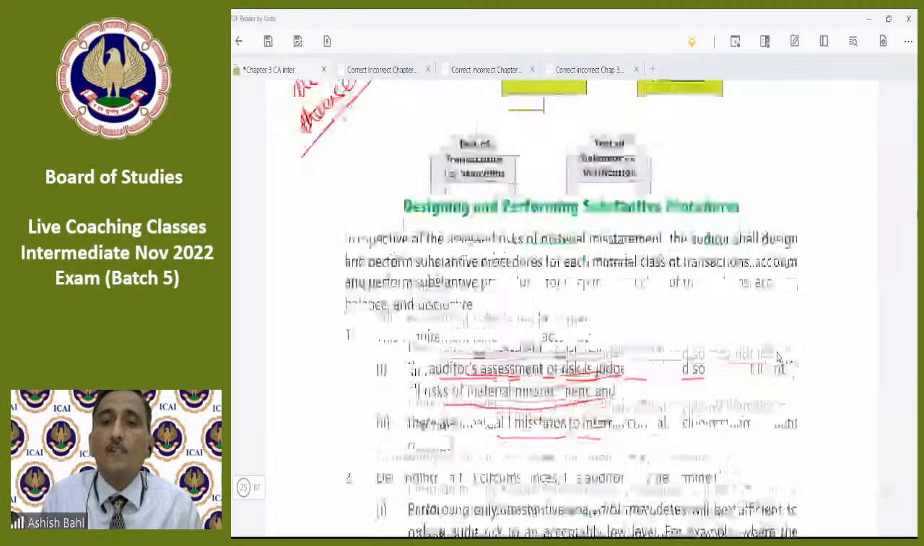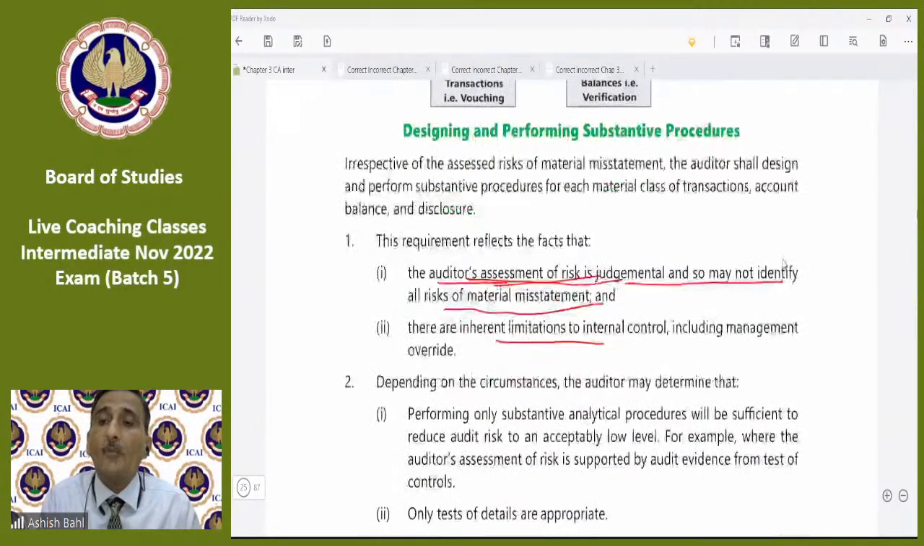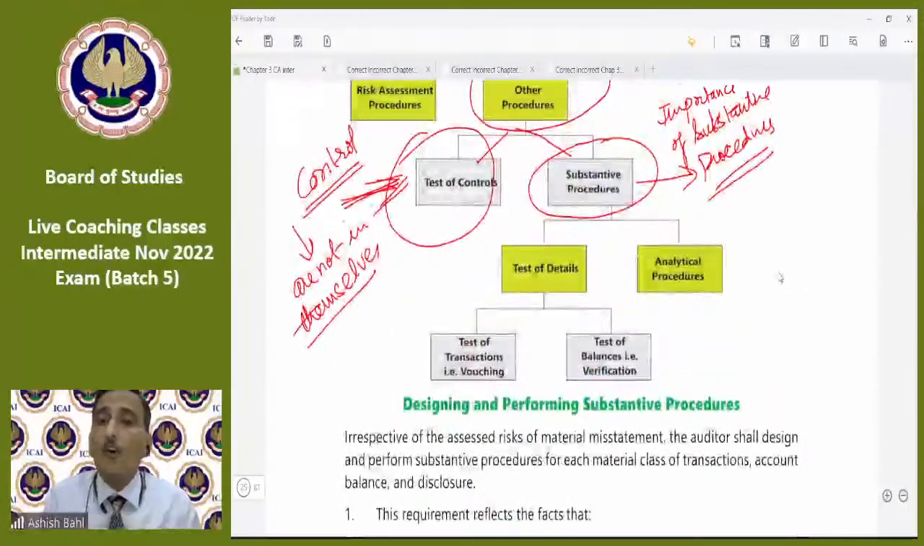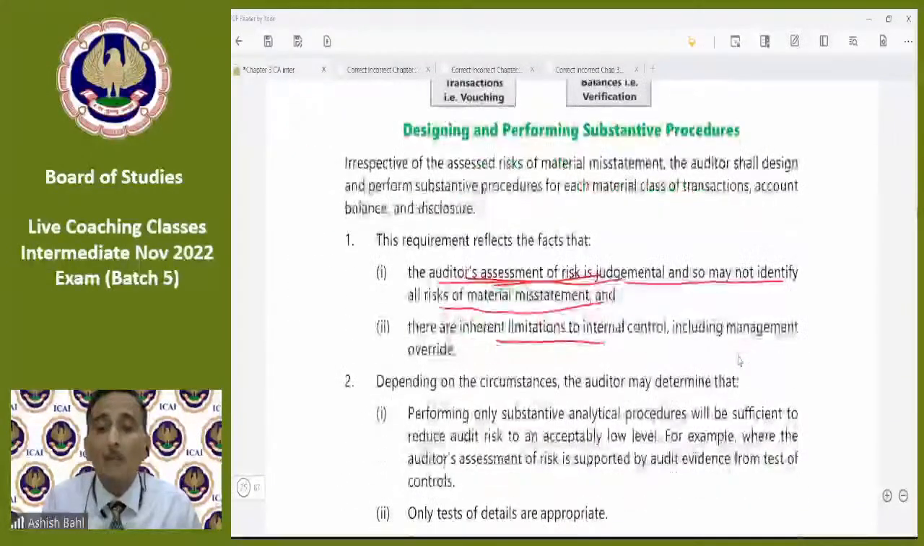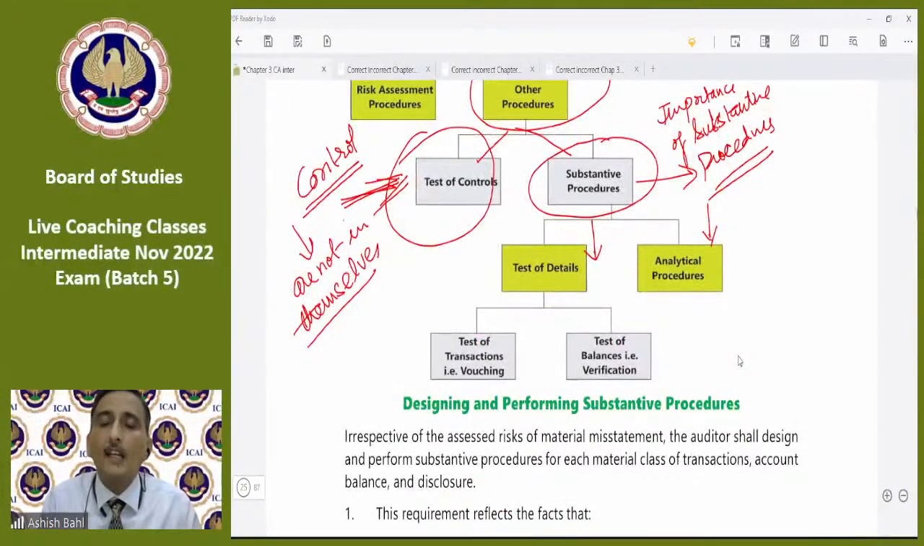Okay, so substantive procedures, students, consist of another two things: tests of details and analytical procedures. It is the auditor's choice whether he performs only analytical procedures, or tests of details, to reduce his audit risk to a low level, or he can apply a combination of both. So usually the auditor goes for it.